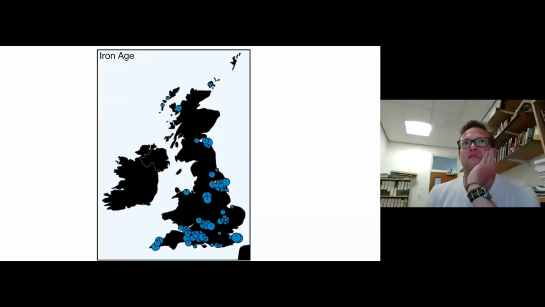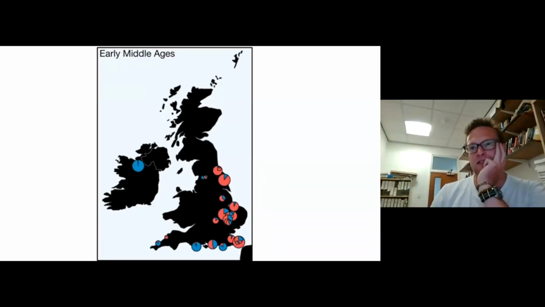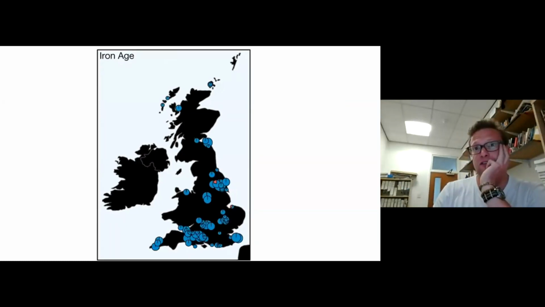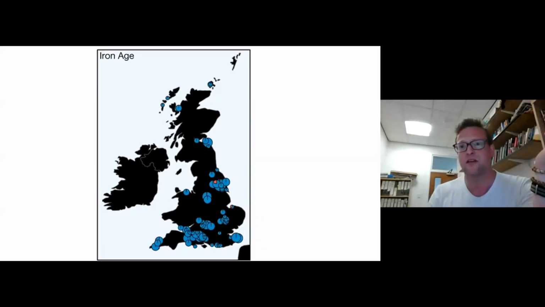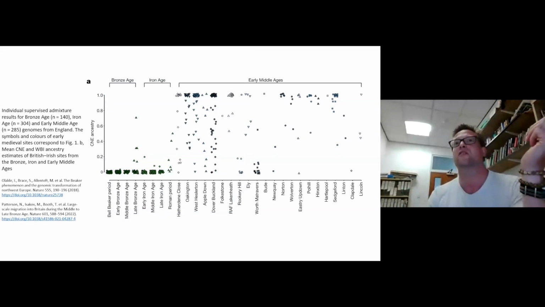This is a distribution of Western British and Irish DNA in the Iron Age. And this is the distribution of continental Northern European and Western British Irish ancestry in the early medieval period. And you can see then we have this huge transformation where we go blue, blue, blue to red. Okay, and that's effectively what this chart is also showing us here.